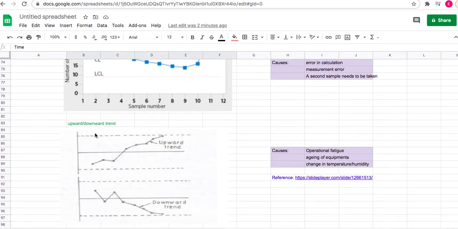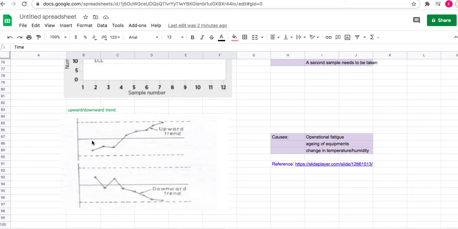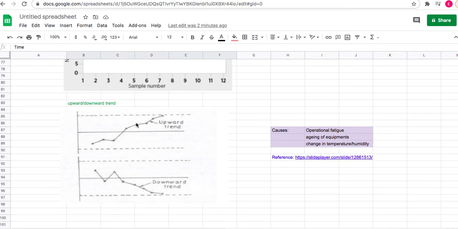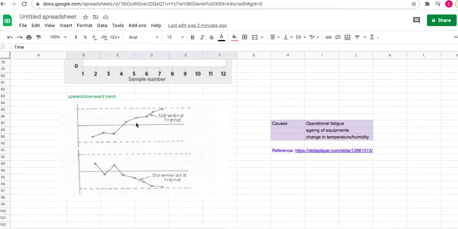If you get a chart like this, you might have an upward trend or a downward trend, and even if all the points in this chart are within the control limit, this process is not in control. The causes could be operational fatigue, aging of equipment, and many different causes here. There could be many other charts with different patterns, indicating the process is not controlled.